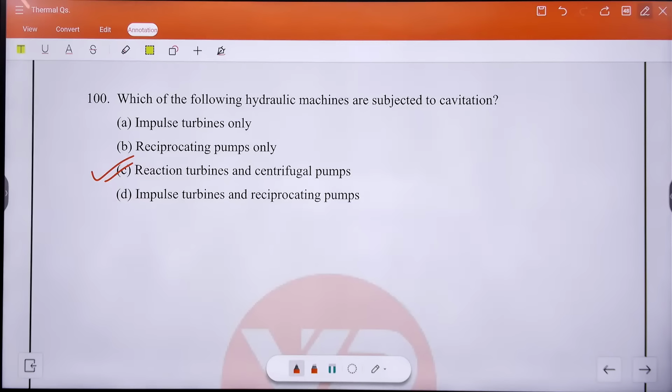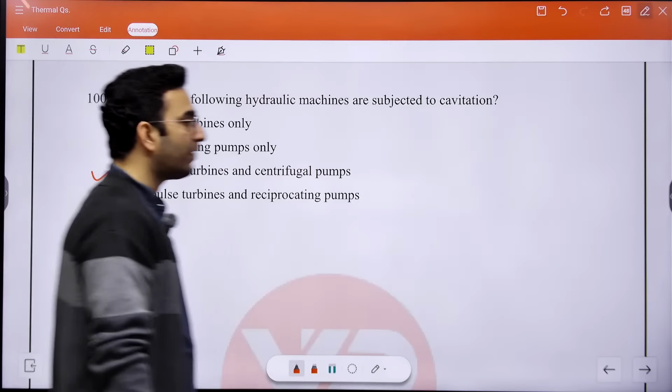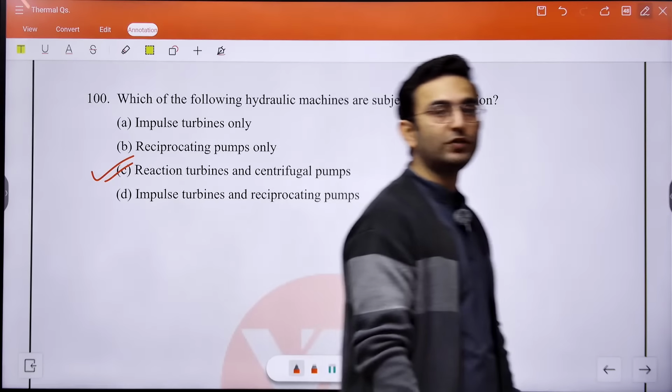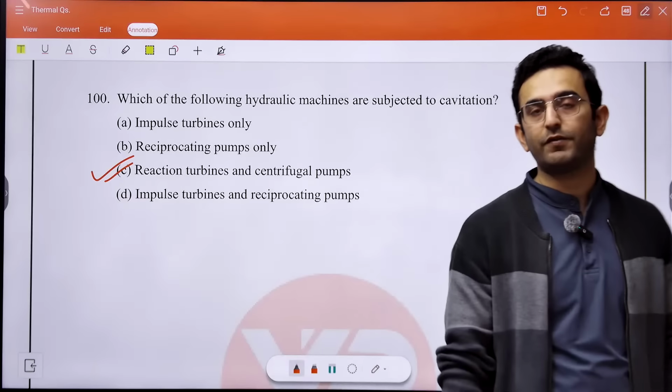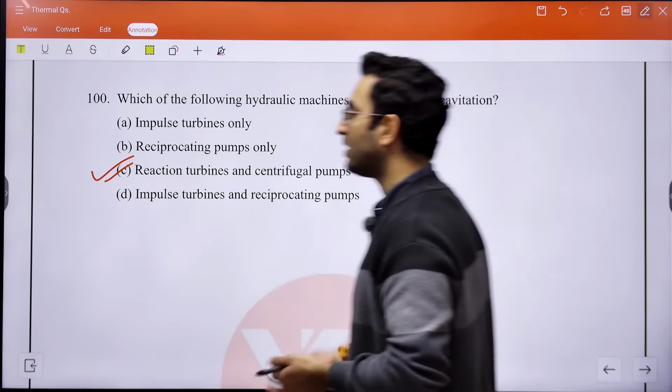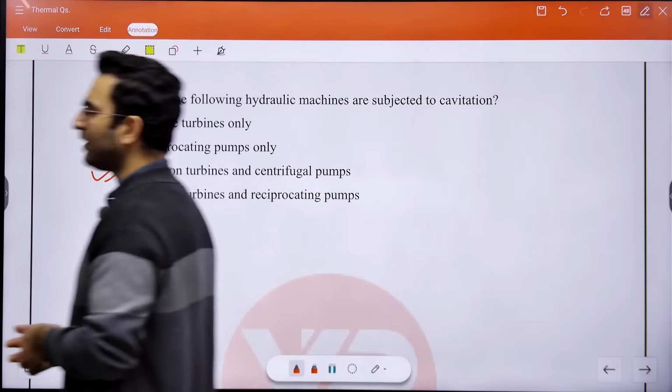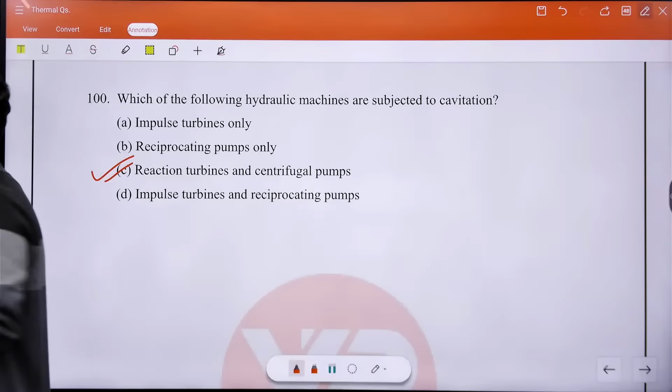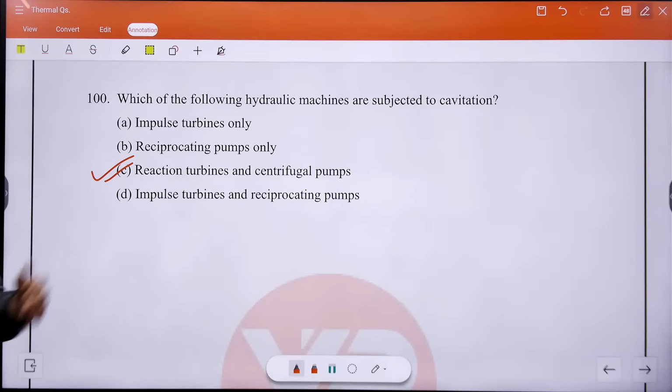Yes, but which one here? Which was the following? See, in the case of reciprocating pump, I have already told you that the length of the suction pipe is not so large here. That is why we don't have cavitation here. If you increase the length of the suction pipe, there may be a chance cavitation can take place, but generally the length of the suction pipe is kept very small as compared to the delivery pipe.